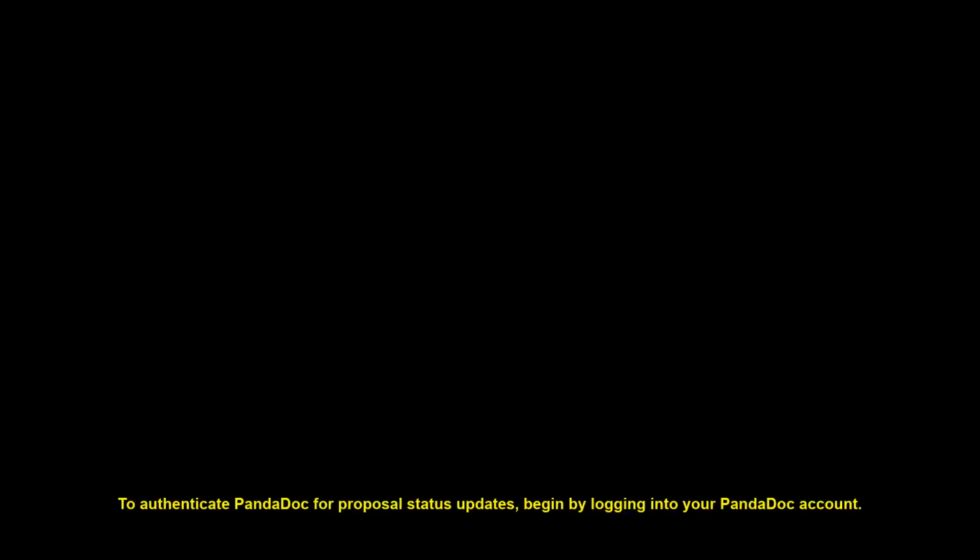To authenticate PandaDoc for proposal status updates, begin by logging into your PandaDoc account. Navigate to the settings section in the left-hand menu. Select integrations from the options available. Locate the API section within the integrations menu. Click on Generate API Key to create a new key.